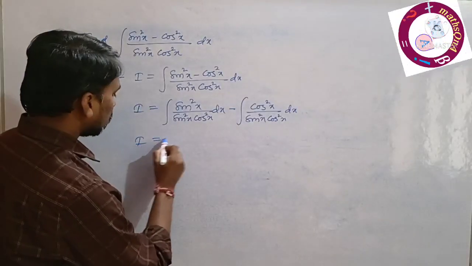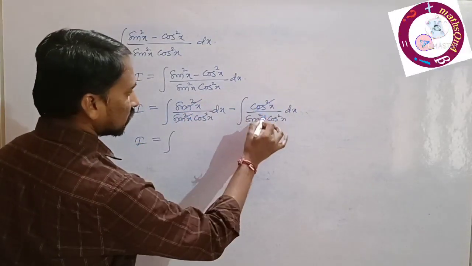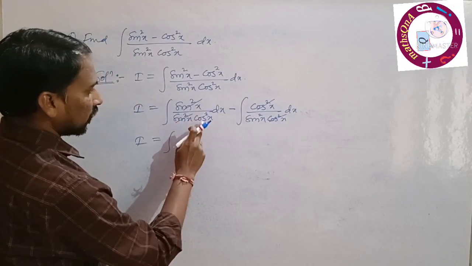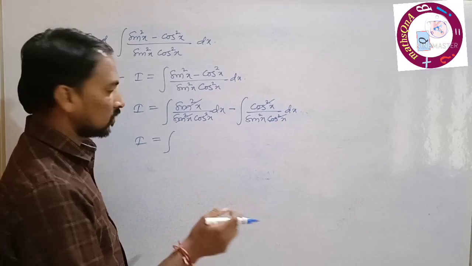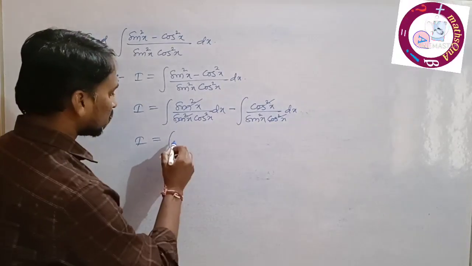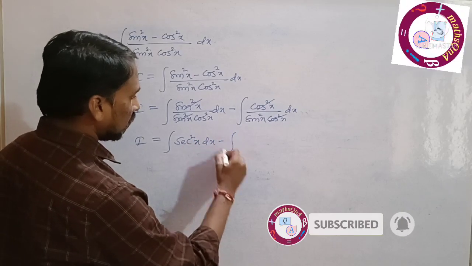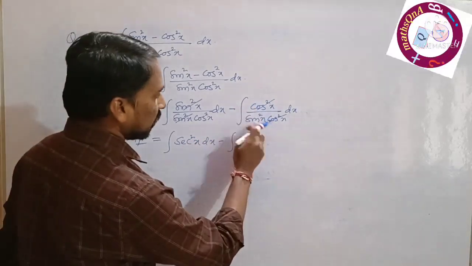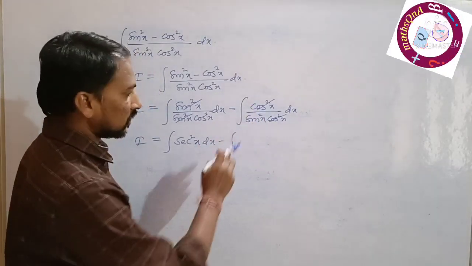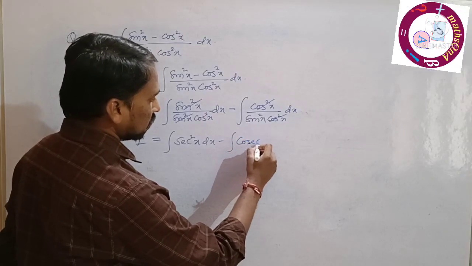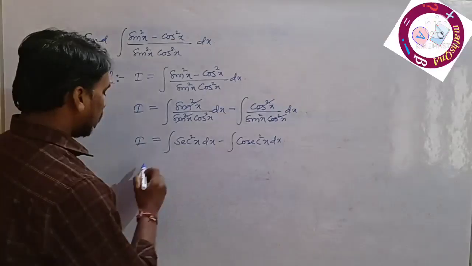I is equal to integration of, sin square of x gets cancelled here, cos square of x gets cancelled here. What remains? 1 divided by cos square of x. What is the reciprocal of 1 by cos x? Sec x. Here square is there, so secant square of x dx, minus integration of 1 divided by sin square of x. What is the reciprocal of 1 by sin x? Cosec x. Here cosec square of x dx.